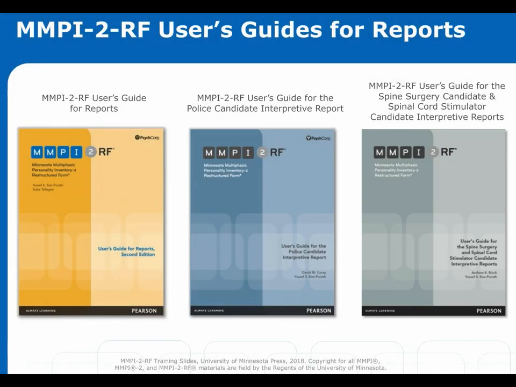The third and final set of documents available for the restructured form are the user's guides for reports. There's a general user's guide, the yellow cover booklets displayed here, which describes software-based score and interpretive reports available for the restructured form, as well as how to interface with software programs available for administering, scoring, and interpreting the restructured form. There are two more specific user's guides, the blue and gray covered booklets displayed here. These guides document the interpretive reports available for the police candidates and spine surgery and spinal cord stimulator candidates.